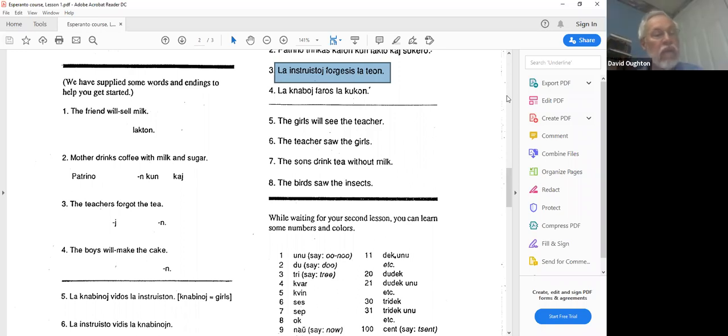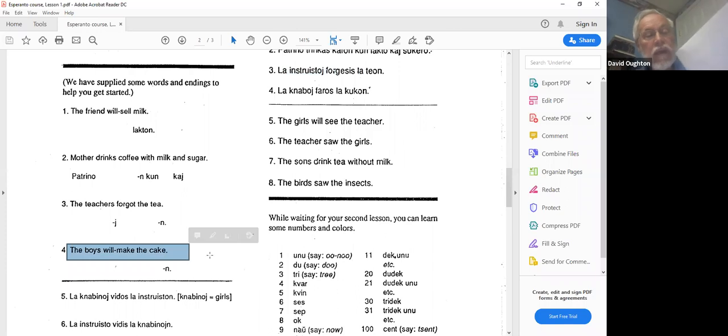Okay. Then let's go to the fourth example on the left. I have a question about teon. Is it teon or is it a different sound? What's the sound of the e? Teon. Okay. Thanks.